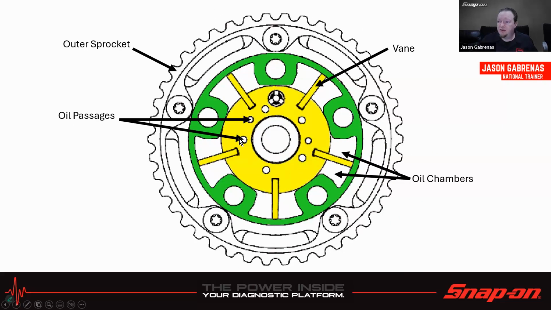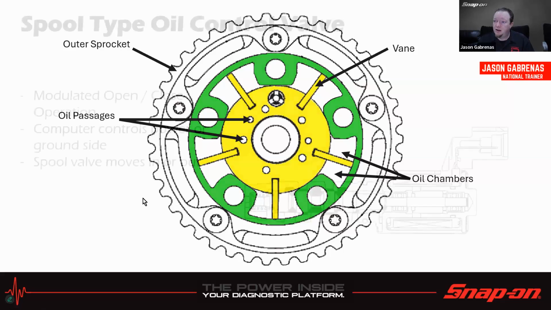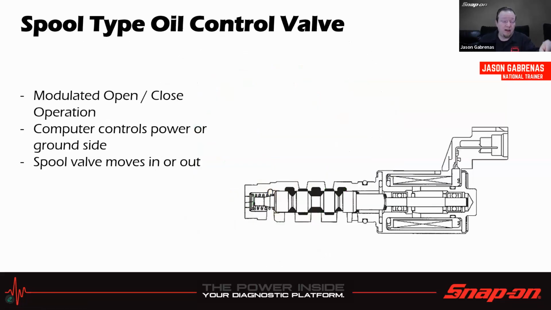Some oil passages internally to allow the oil to move throughout these passages in the oil chambers there. And we have the vanes to separate two sides of those oil chambers. And that's how we're going to advance and retard the timing. To make the oil go where we need the oil to go, we're going to have a couple different oil control valve types. So the first one's a spool type valve.